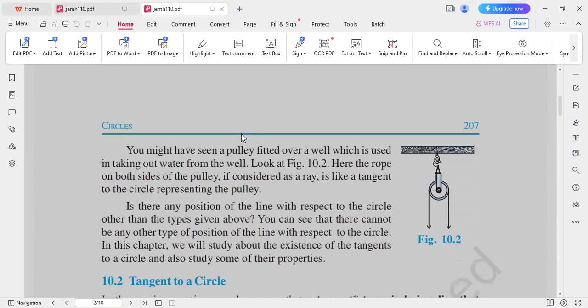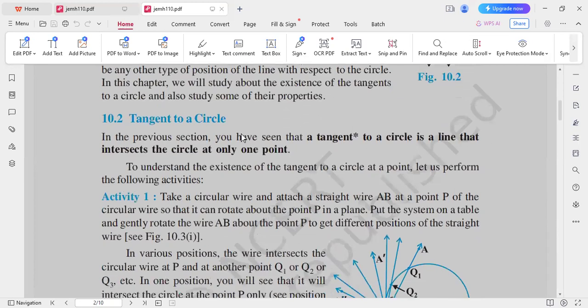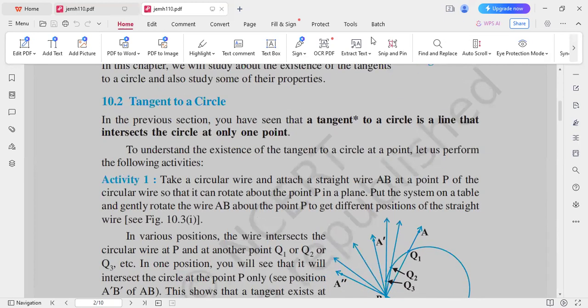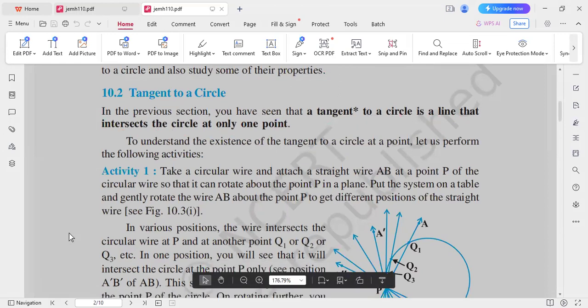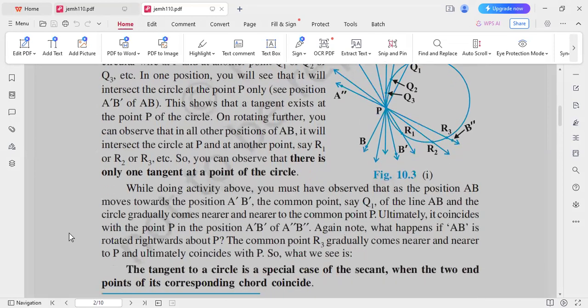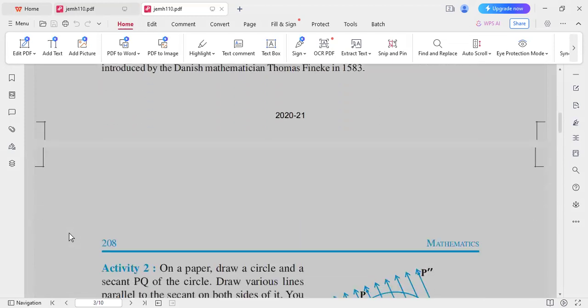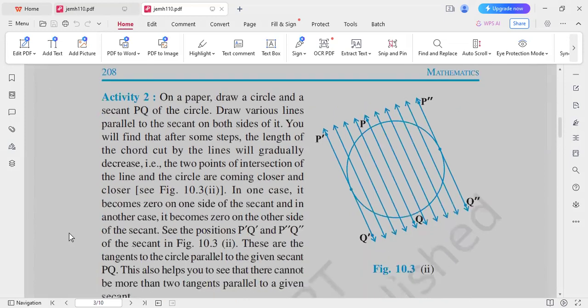Okay, now let us quickly go to the question. Now, see, this is a very important line. A tangent to a circle is a line that intersects the circle at only one point. This is what I said already. Correct? Do you understand this point, Manya? Yes, because that is what we discussed already. Next, of course, here you can see that there will be only one tangent at a point of a circle. Okay, let's go to the question.